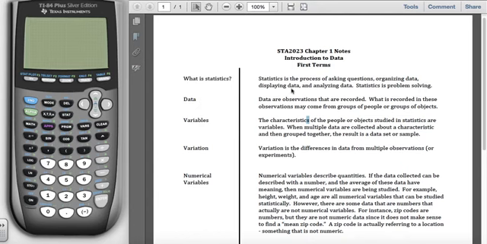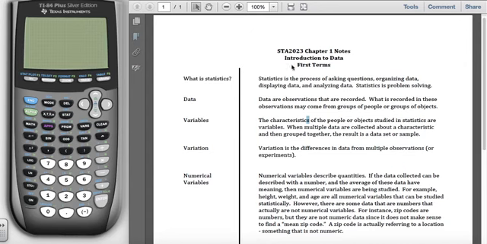We're going to say that statistics is the process of asking questions, organizing data, displaying data, and then analyzing data. It's basically problem solving. And so we're going to address these topics throughout our chapters. Chapter 1 will focus on asking questions. Chapter 2 will focus on organizing data and displaying that data. And then chapters 3 through 9 will be the big component of analyzing the data that we collect.